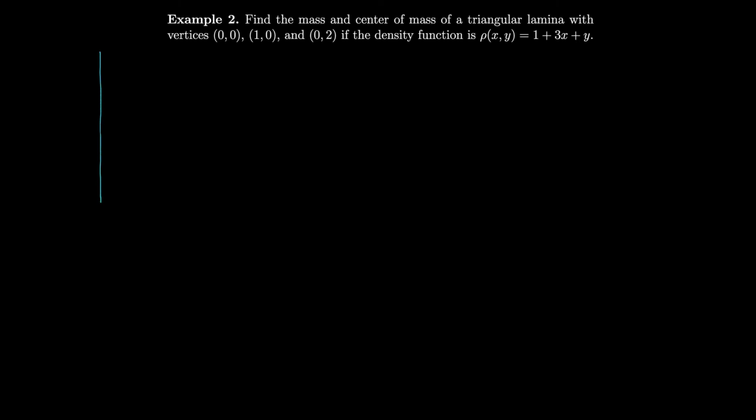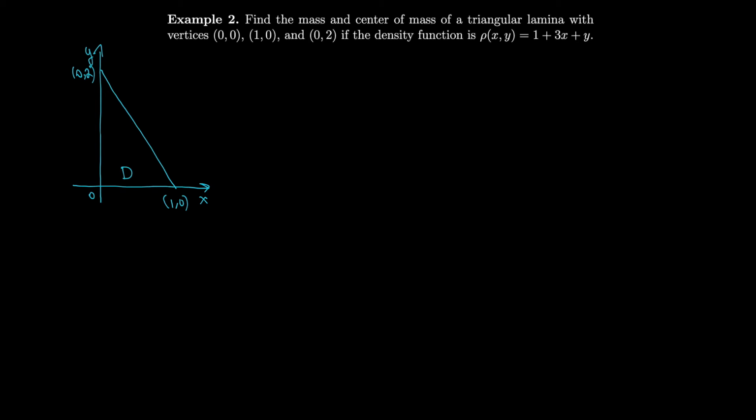Let's see. So something like this, where we connect from (0, 2) to (1, 0). So this is (1, 0), and this is (0, 2), and then here's my origin, and this is my region D.